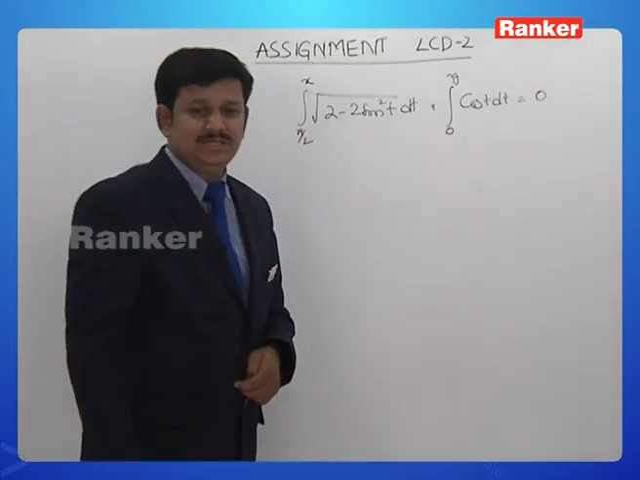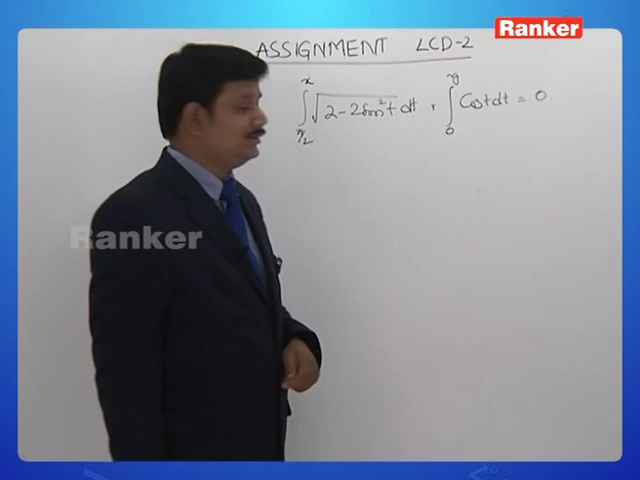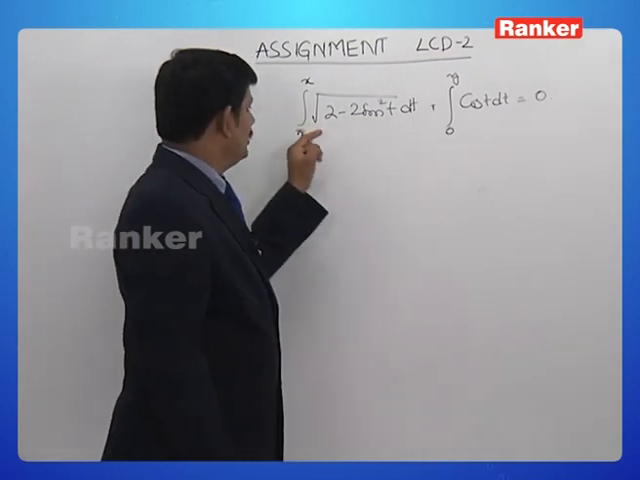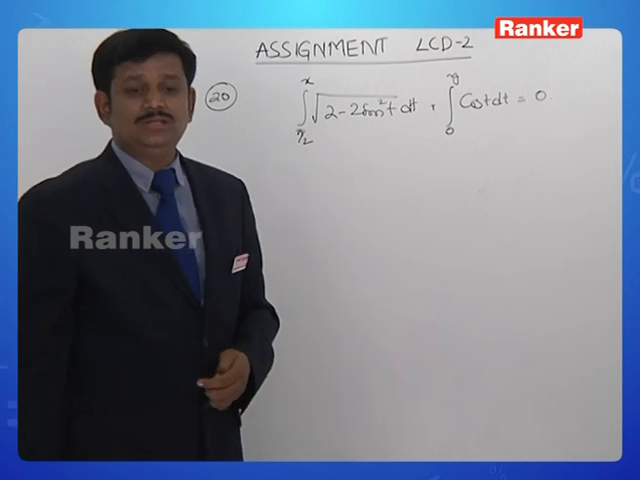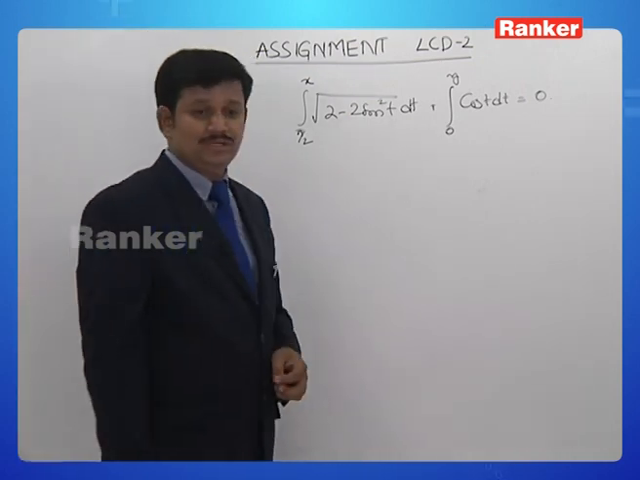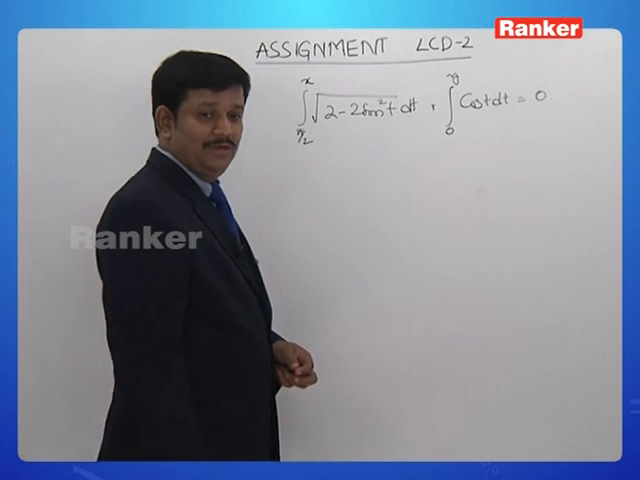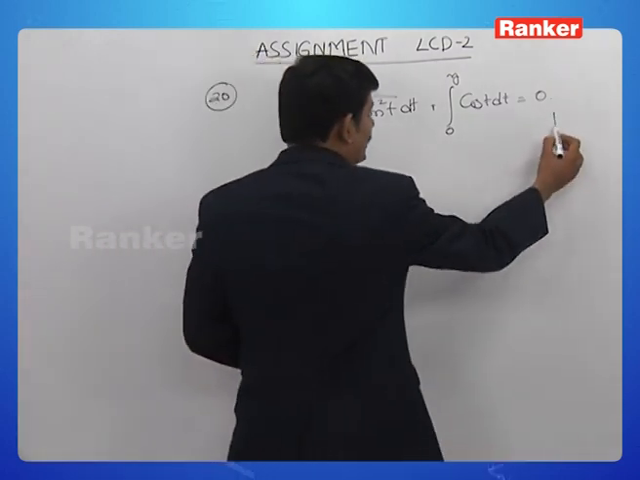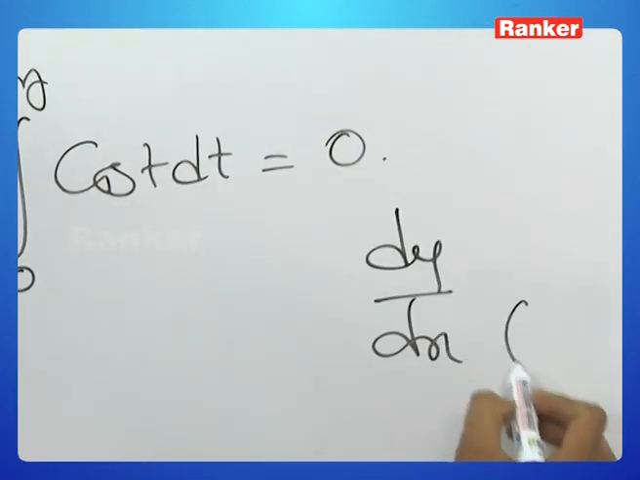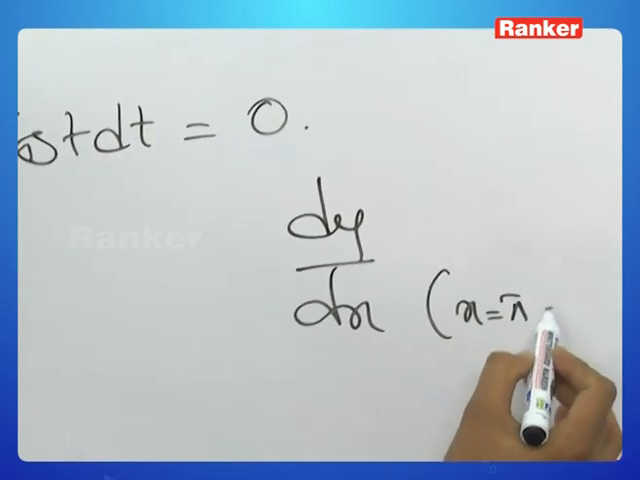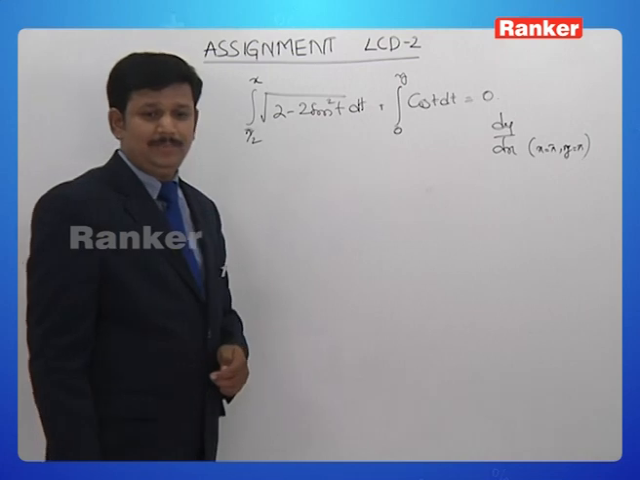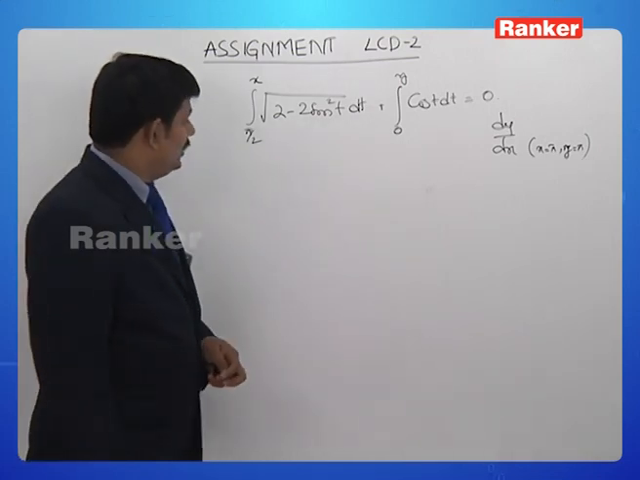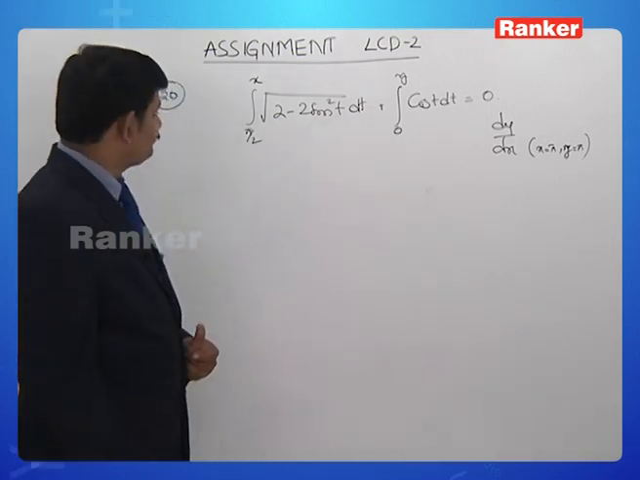This is an implicit relation in terms of x and y. Integral pi by 2 to x root over 2 minus 2 sin square t dt plus integral 0 to y cos t dt is equal to 0. Then we need to find dy by dx when x is pi and y is pi, at pi comma pi. So, let us do this differentiation.